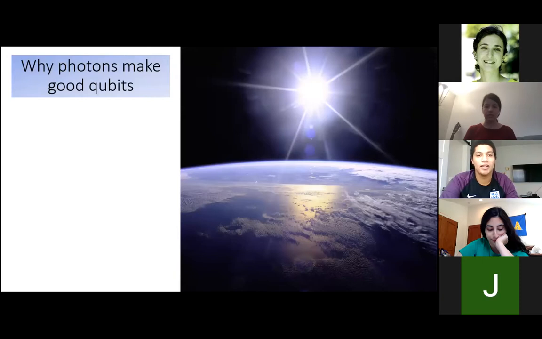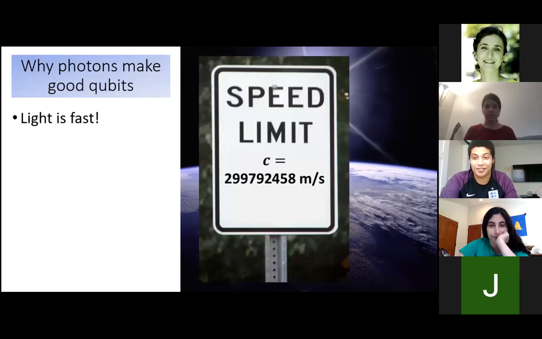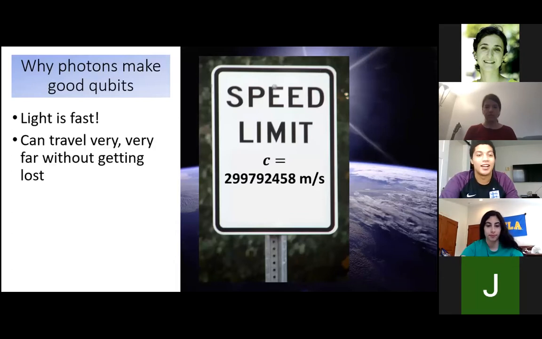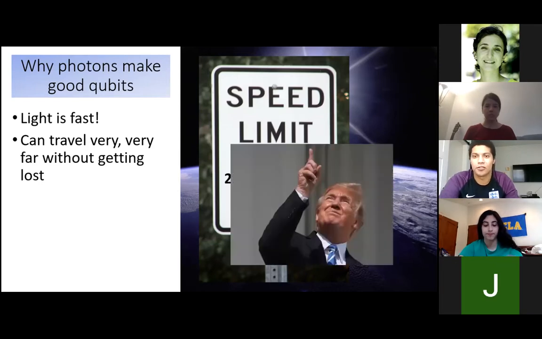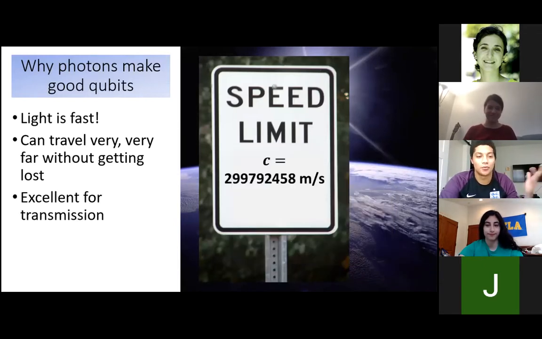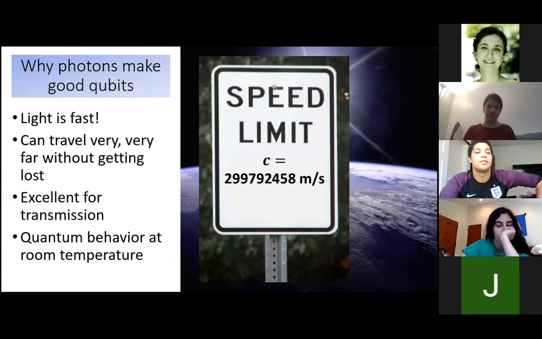So why are photons good qubits? Well, first of all, light's fast. It's the speed limit of the universe. And light can travel extremely far without getting lost. Light travels 92 million miles from the sun to your eye, and even further from further stars. So please don't stare at the sun. It's not good for you. And so really, photons are excellent for transmission. They're excellent for transporting information.